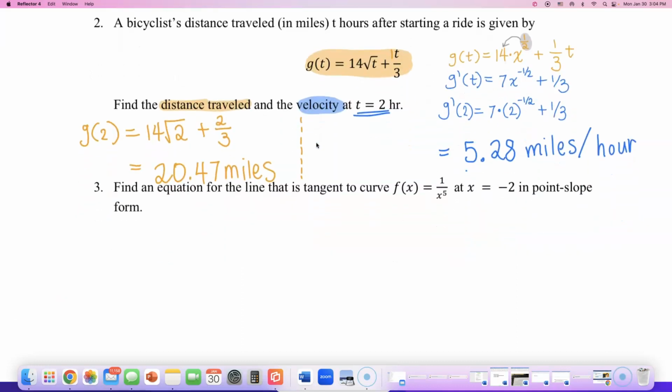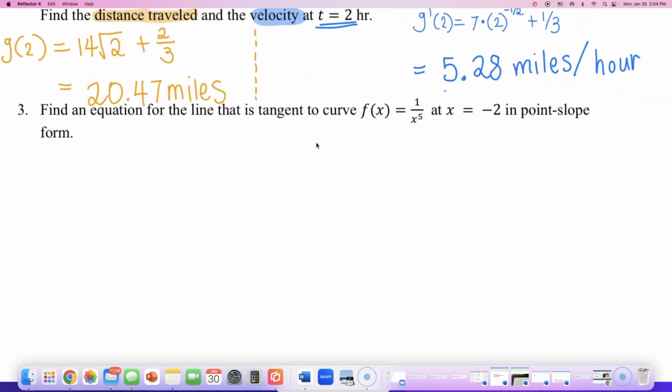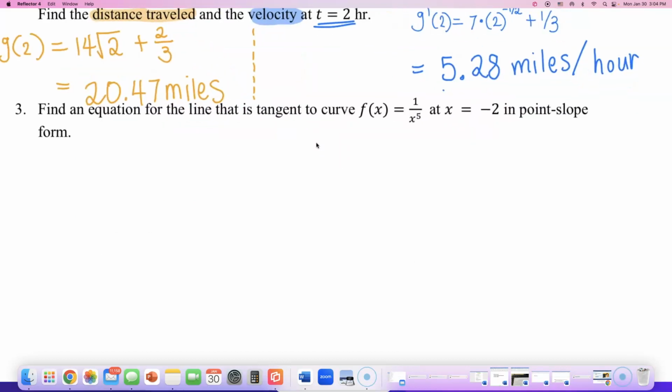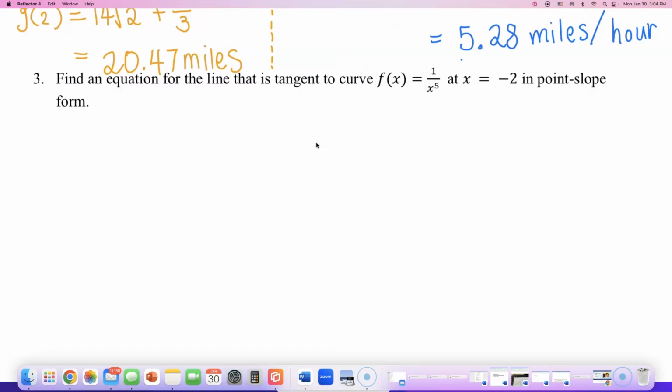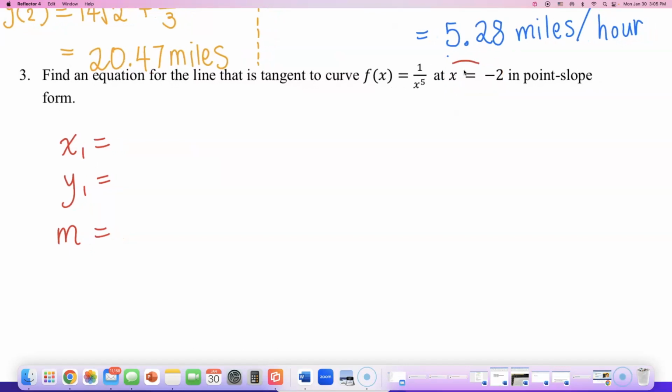Now, the last one over here is asking for us to find an equation of a line that is tangent to this curve. So not related to the previous one that we just did, but you know what ingredients we need for an equation of a line, right? We need x, we need y, we need m. Well, this one, they only gave us an x of -2. They never give you what the y value is. So we'll have to find what y is by plugging in the x into the function.